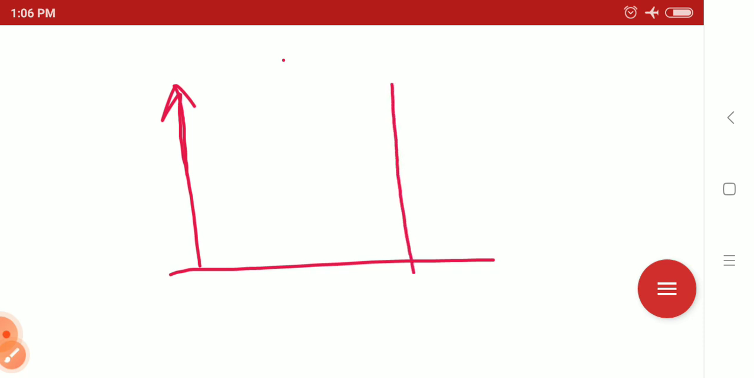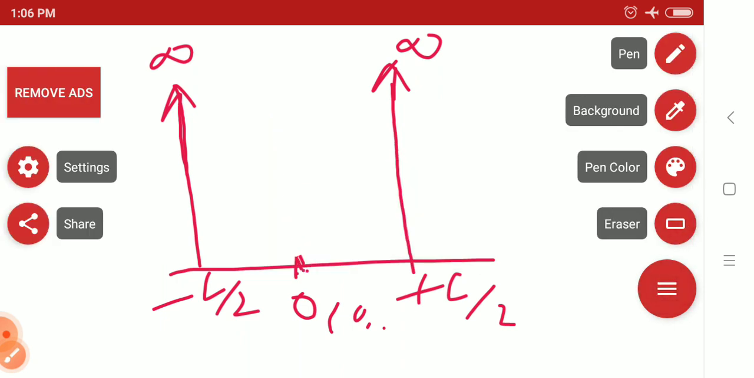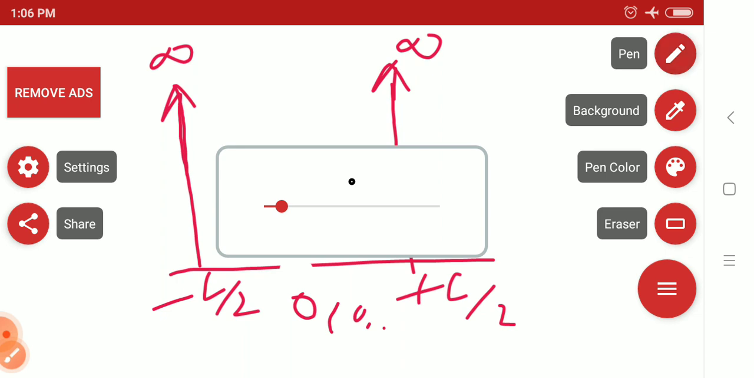suppose we draw an infinite potential well of the same length, here from minus L by 2 to plus L by 2. Suppose the origin is shifted here to 0. With respect to the origin, here I am drawing just an imaginary line. Don't imagine it as a wall or anything. With respect to this, the particle is symmetric on both sides.